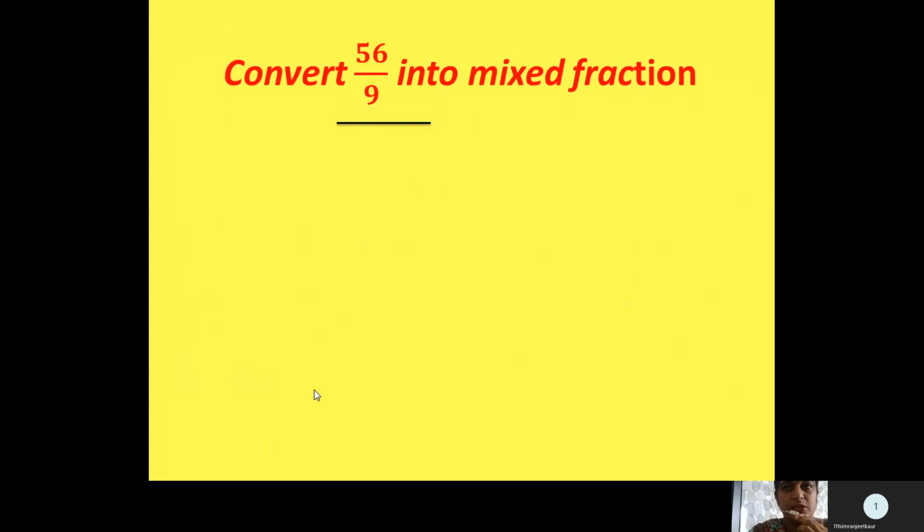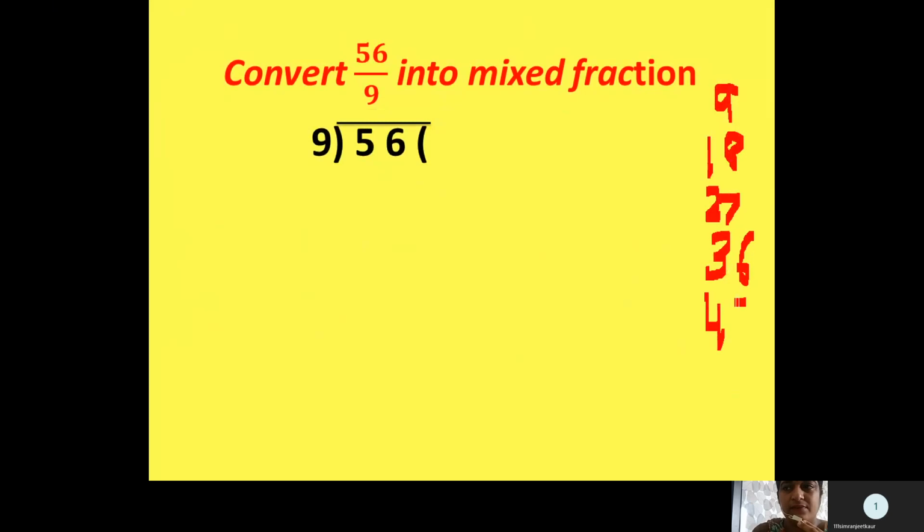Now let us convert this fraction 56/9 into mixed fraction. So very same. First step is we have to divide this 56 by 9. Now what we have to do is we have to simply recall the table of 9. 9 twos are 18, 9 threes are 27, 9 fours are 36, 9 fives are 45, 9 sixes are 54, and 9 sevens are 63.